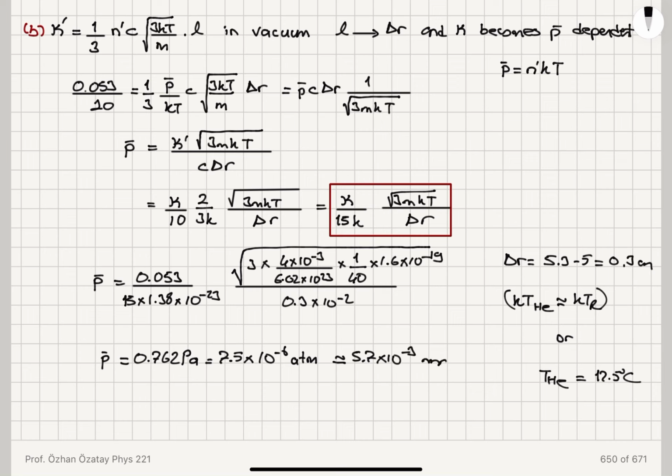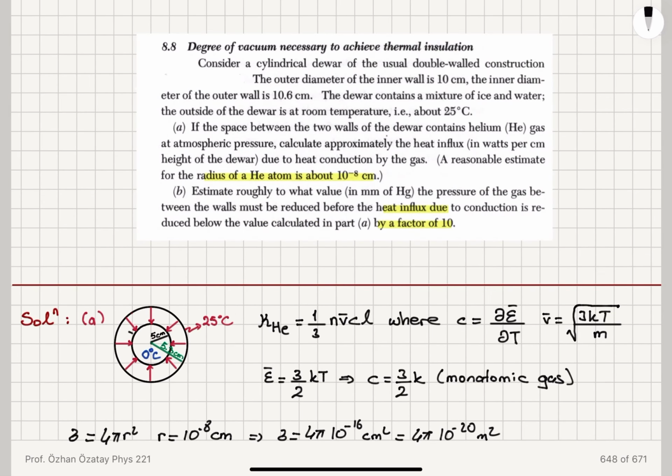minus 3 millimeters mercury. Here, 1 atmosphere is 1.01 times 10 to the 5 pascals, and that is equal to 760 millimeters mercury. So that's the conversion we're using. And our final answer here is roughly 5.7 times 10 to the minus 3 millimeters mercury. Okay, so in this problem, we considered the degree of vacuum necessary to achieve thermal insulation.